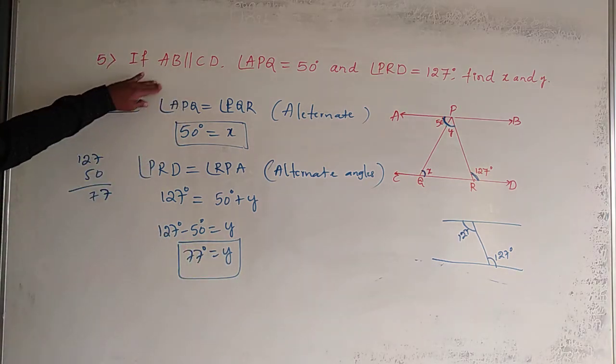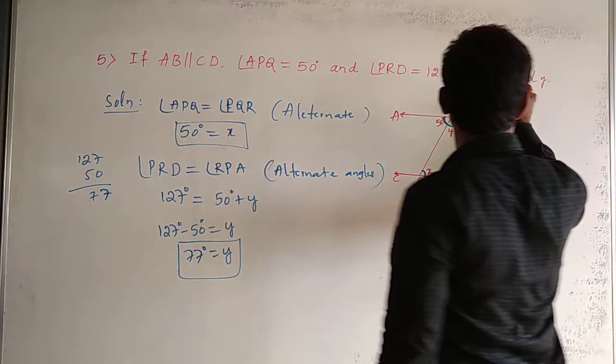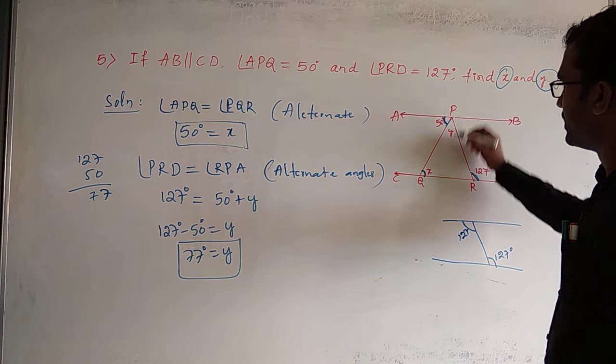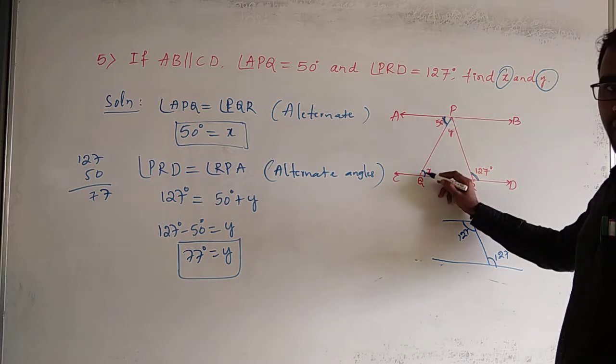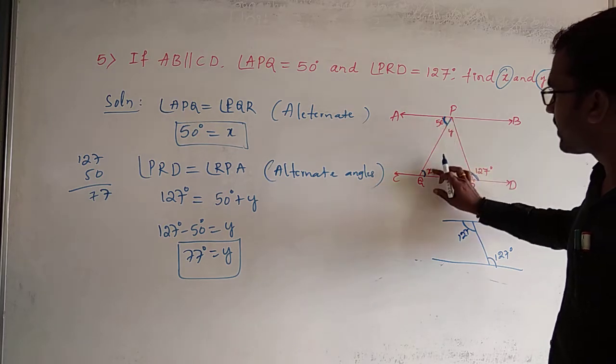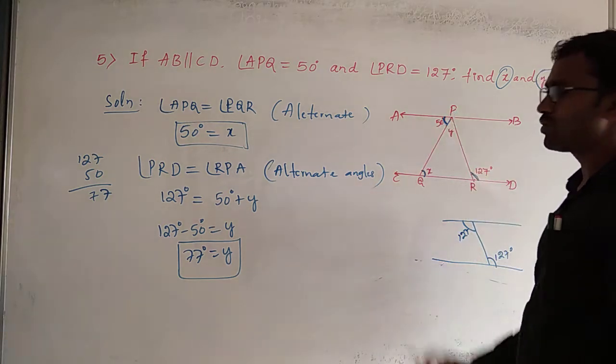Here we have x and y. For that matter, I explained the first diagram for both of them. So it is 50 degree, it is 50 degree. Both the alternate angles are equal to it. So x equal to 50, or 50 equal to x.